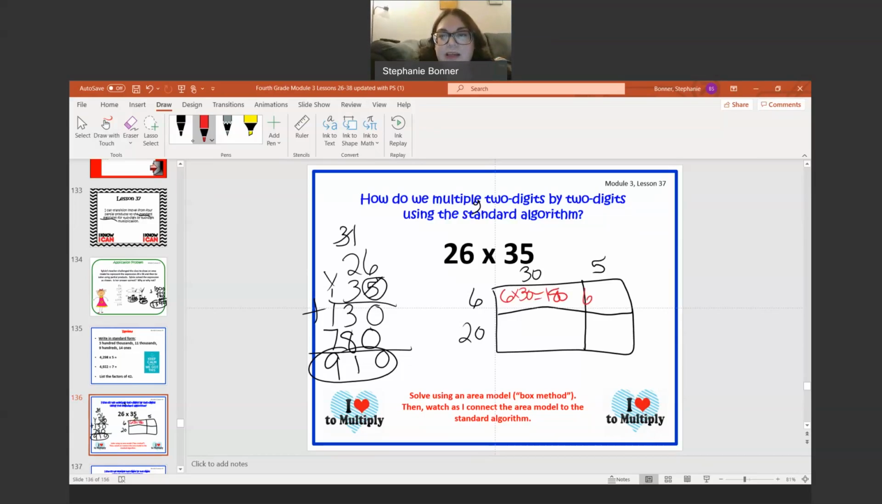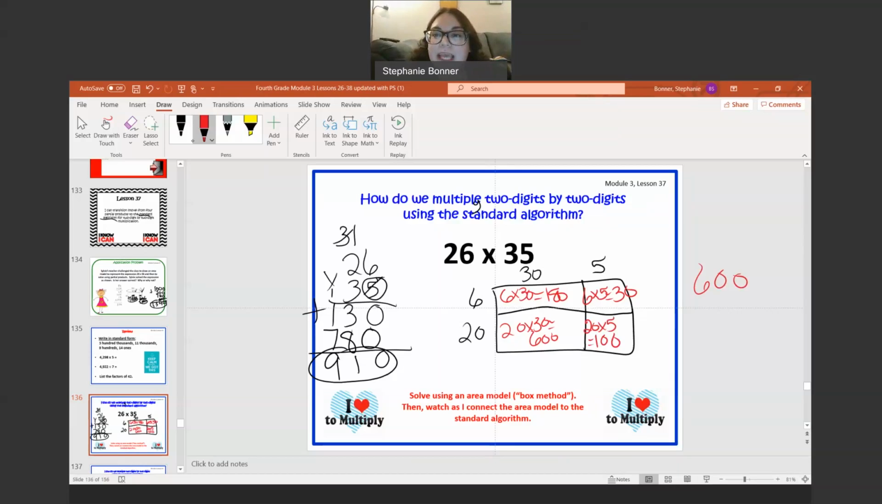6 times 5 is 30. 20 times 30 is 600. 20 times 5 is 100. And then you take those numbers, and I'm going to use the space off to the side.